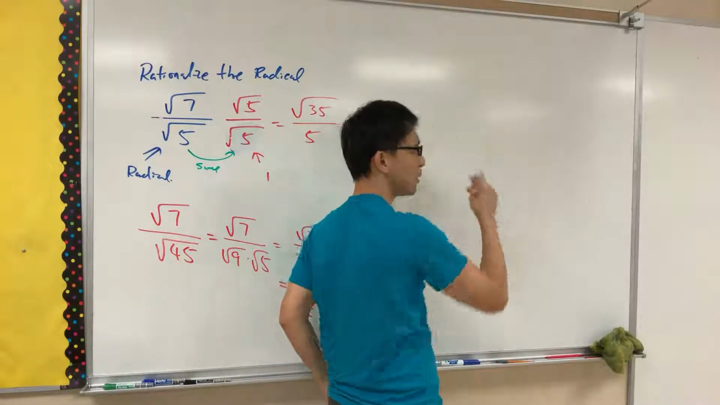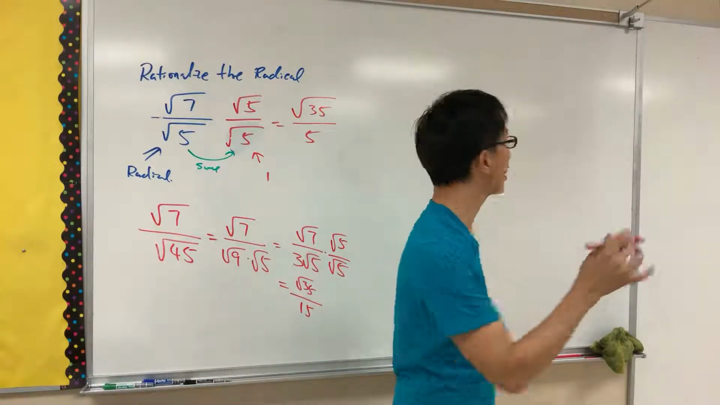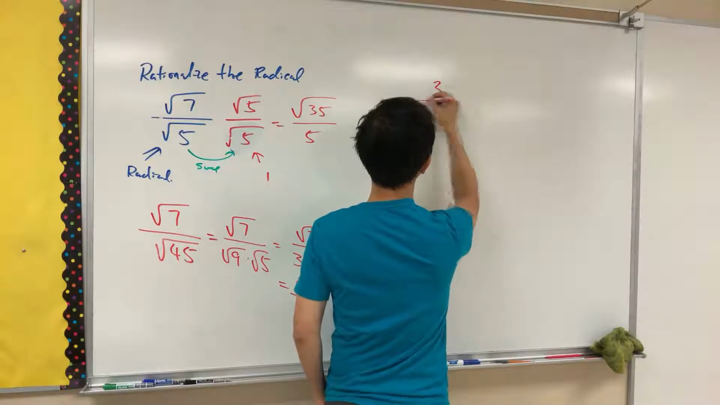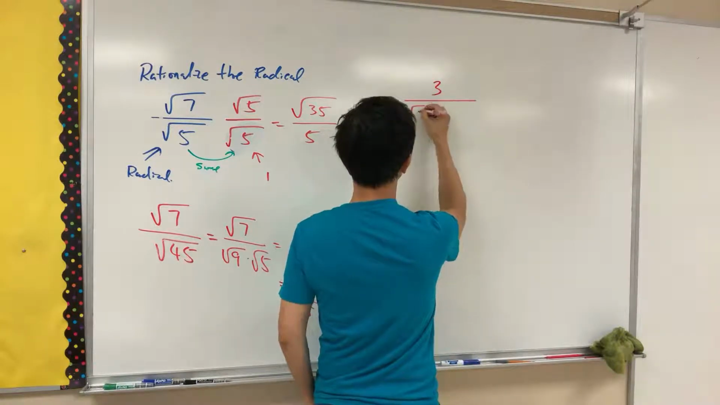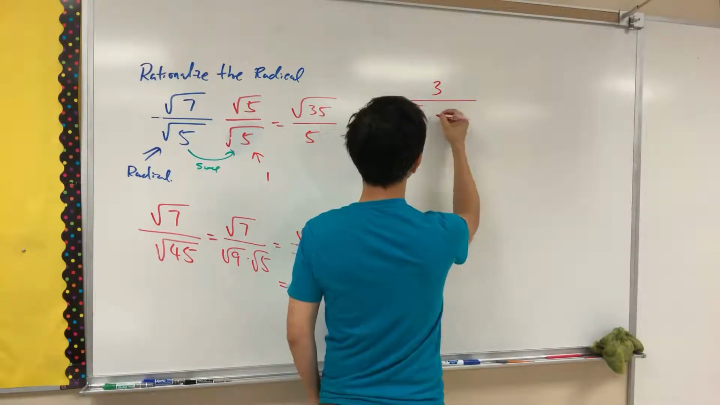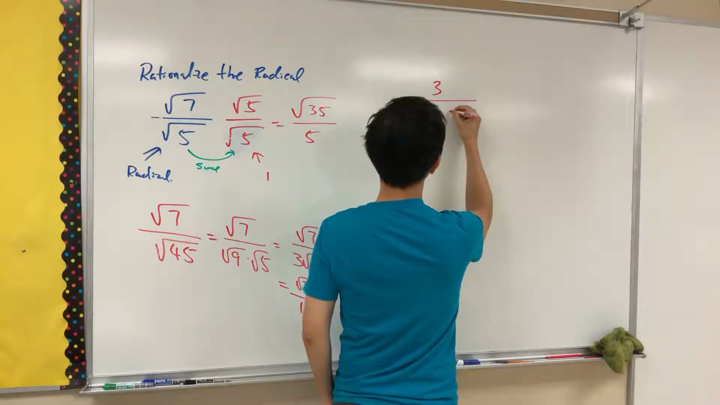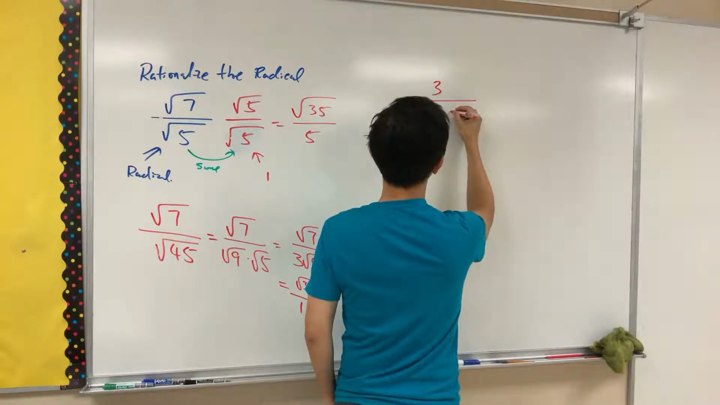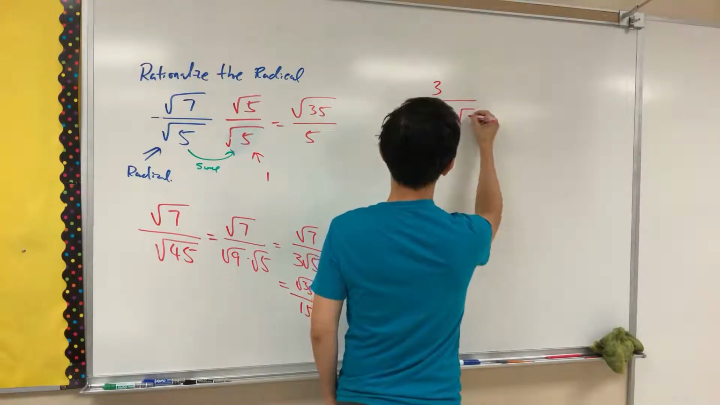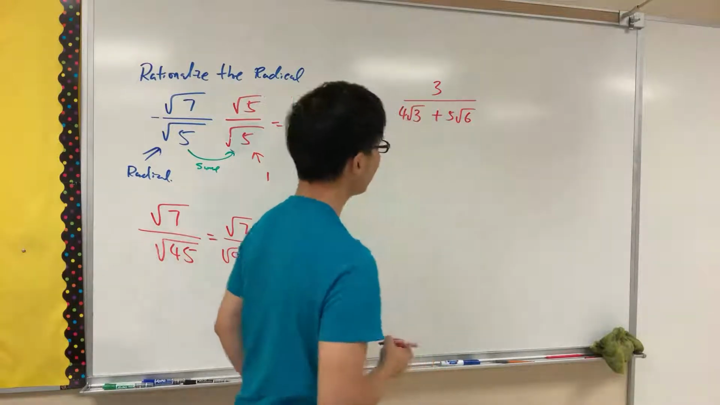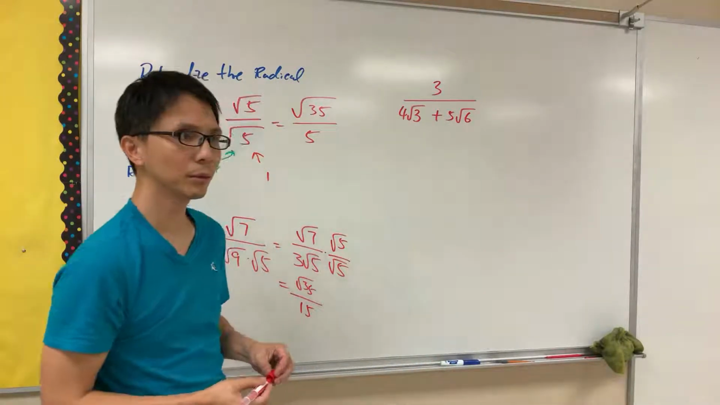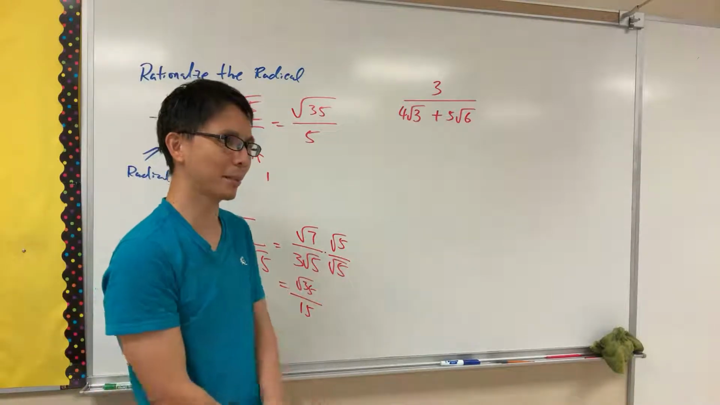So now, what if the radical is in two terms? That's to say, if I have 3 over 4 square root of 3 plus 5 square root of, let's say, 6. What happened? I still have a radical on the denominator.